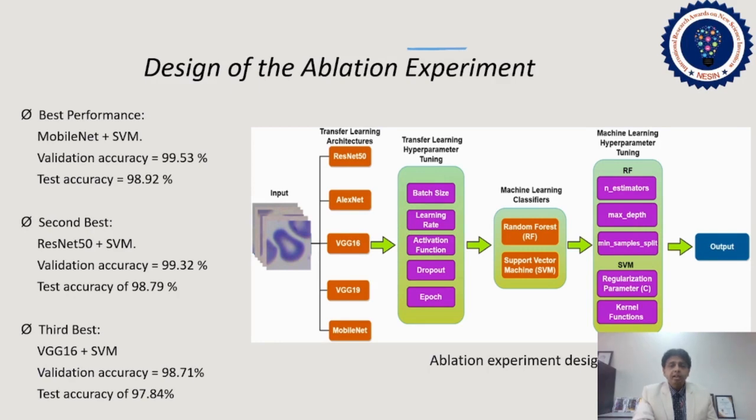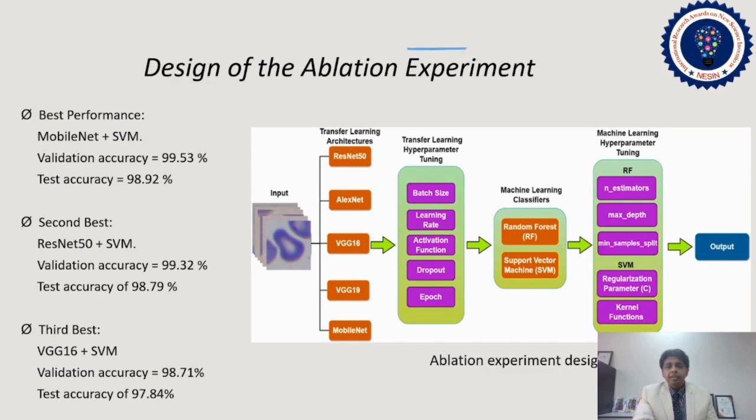So we see from this ablation experiment, that is a transfer learning architecture is shown here. Input, we can see the input, then the transfer learning architectures, then transfer learning hyperparameter tuning, then batch size, learning rate, activation function, dropout, epoch, all are shown here. For the detail, you have to see my publication.